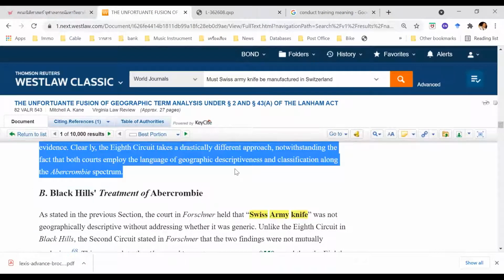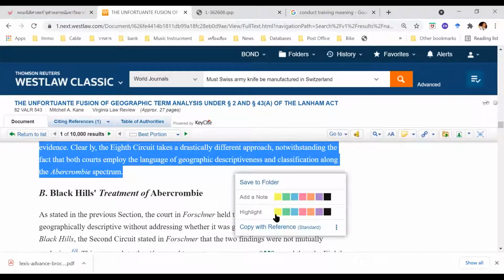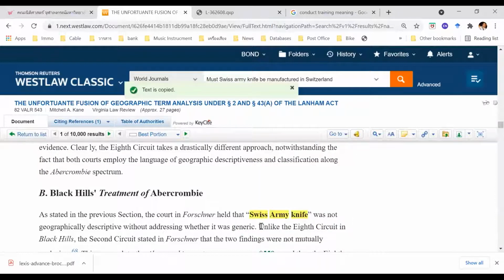And you look at that. When you look at that, you've got copy with reference. So it means I will copy only the selected text, and Westlaw gives you a reference too. So I just click on this, copy with reference, copy reference. So you copy it on the clipboard.